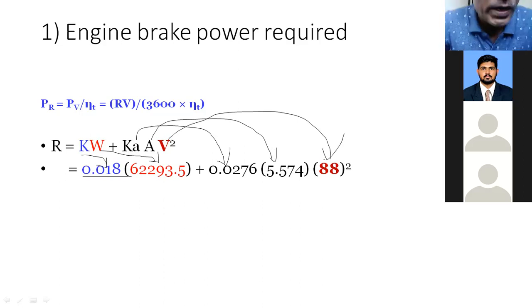Now Pranay, you can tell the answer. Pranay, calculate and tell. Sachin. Yes, sir. 2312.63. How much did it come? Newton. 2312.63 Newton.